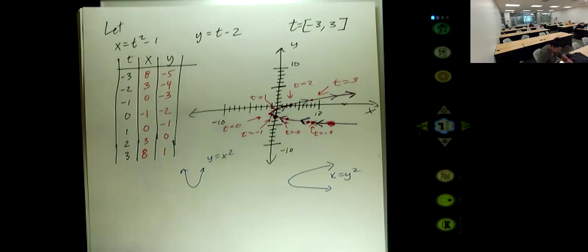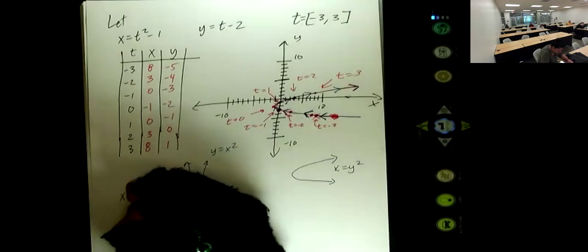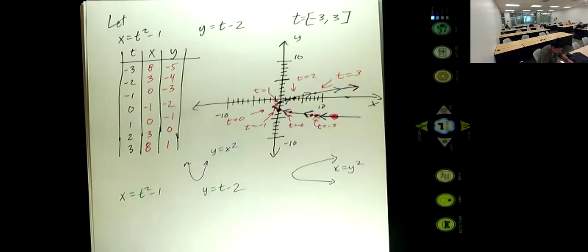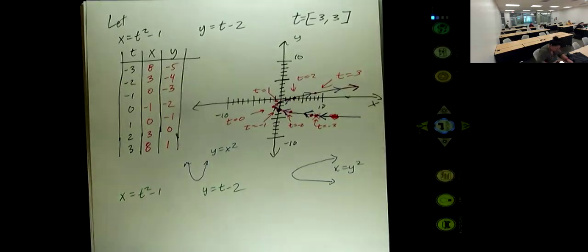Let's see if we can get that, starting with our equations. Let's take x equals t squared minus 1 and y equals t minus 2, and figure out what that equation would be in terms of x and y. Any ideas on how I could do this?